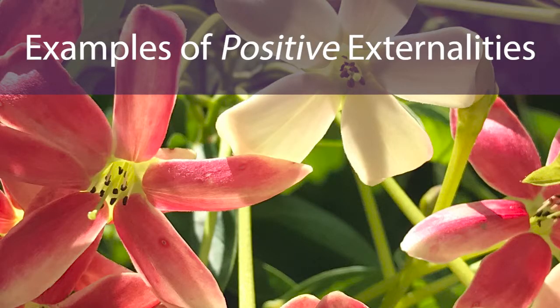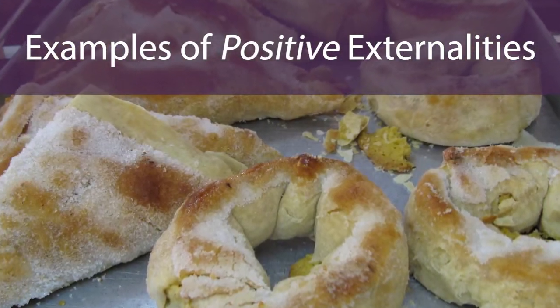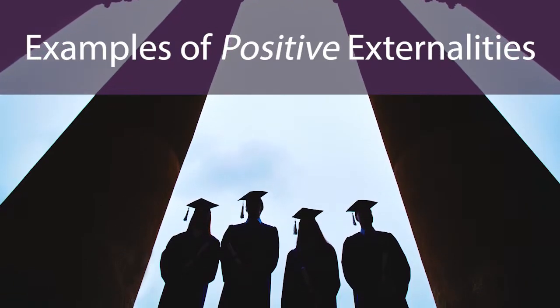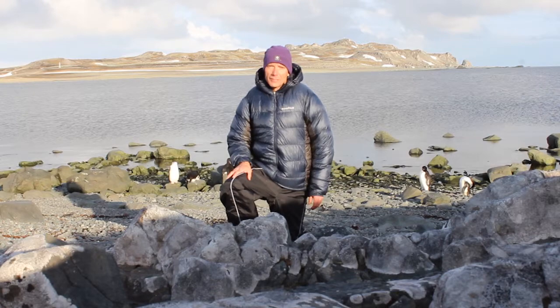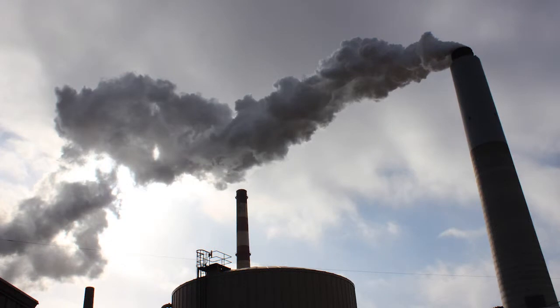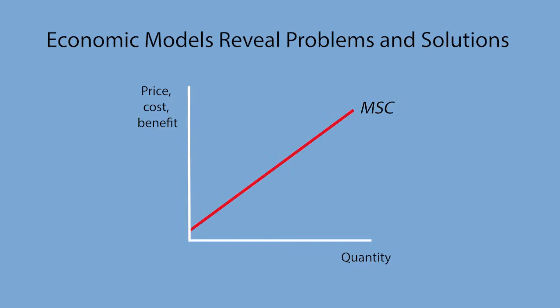Sources of positive externalities include flowers planted by neighbors, nice smells wafting from a bakery, and education that allows people to make more contributions to society. I'm in Antarctica, where there aren't a lot of externalities, but there's also not a lot of production. There are always trade-offs. The production of goods we need and want typically creates negative externalities. Economic models help us identify appropriate production levels and establish policies that lead to those levels.